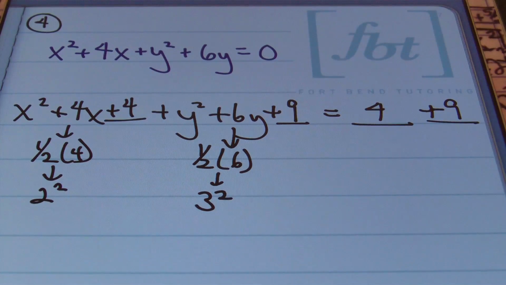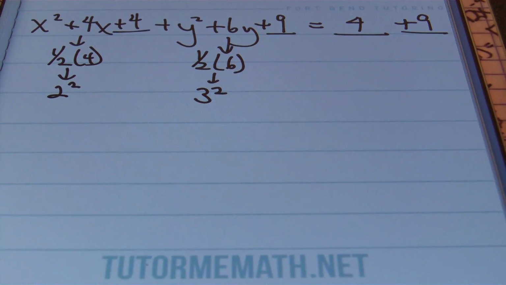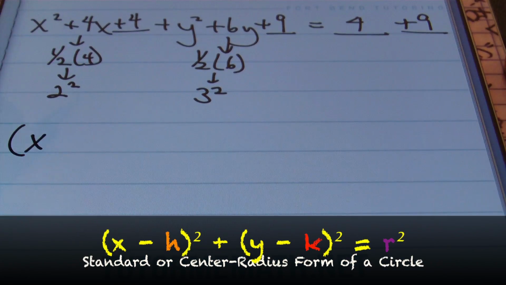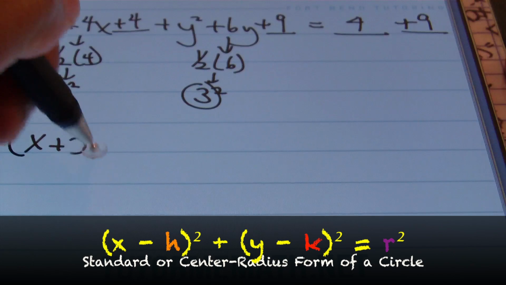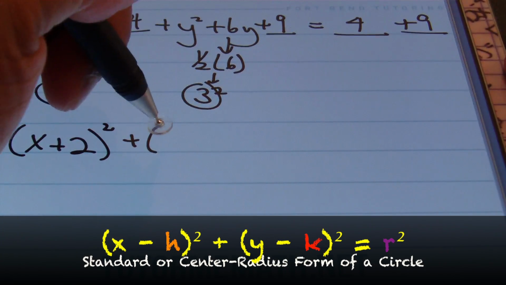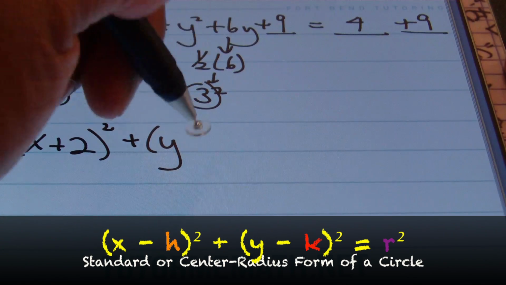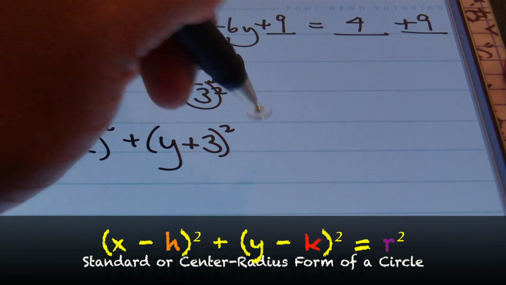And then, of course, we want to factor these perfect square trinomials that we just created. All right, so in order to factor this x squared plus 4x plus 4, just keep in mind, you're always going to have your variable and whatever half of the middle term's coefficient was. So that means that I'll be placing positive 2 inside of this first set of parentheses. And when it comes down to factoring that y squared plus 6y plus 9, I'm going to end up placing a 3 inside the parentheses.